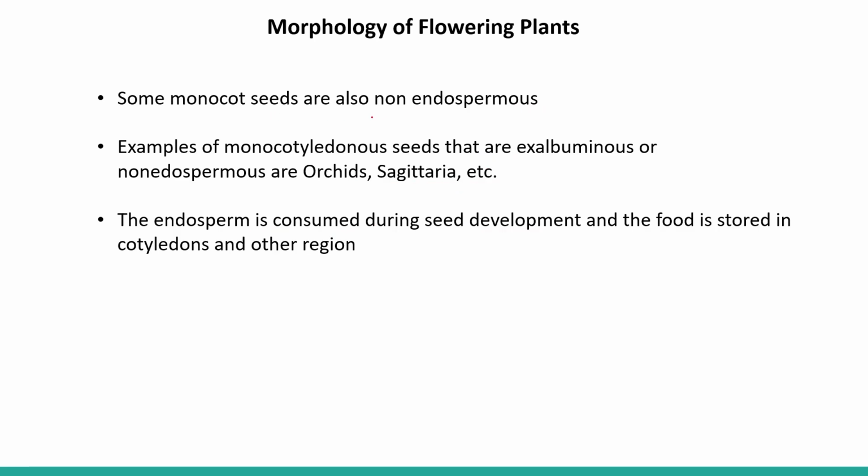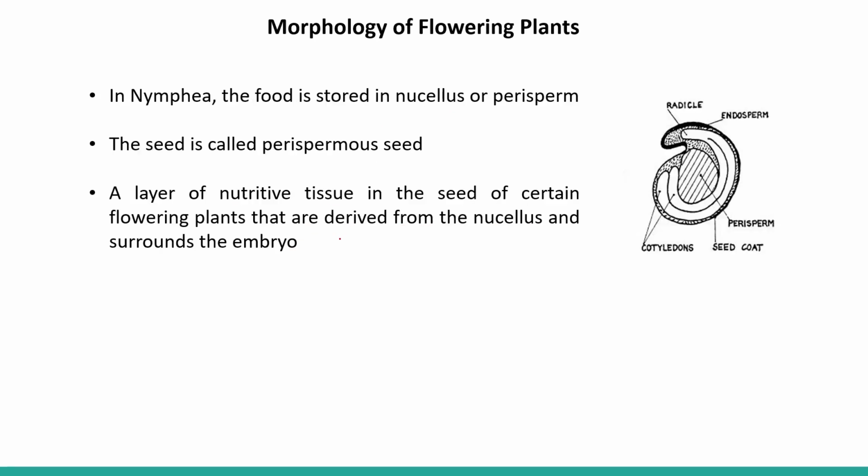Some monocot seeds are non-endospermous. These are the examples of the dicot seeds. But there are some monocot seeds also that are non-endospermous. For example, monocotyledonous seeds that are ex-albuminous or non-endospermous, we can see in the case of orchid and Sagittaria. The endosperm is consumed during the seed development and the food is stored in the cotyledons and other regions.